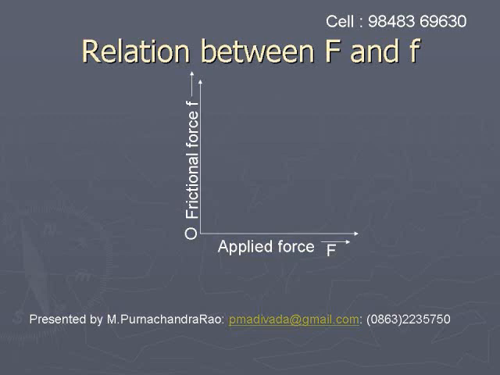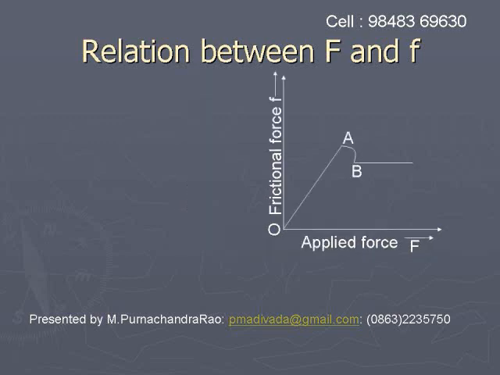In the graph, capital F is applied force, small f is frictional force. So frictional force is taken on the y-axis and applied force is taken on the x-axis. Now, the relation is shown by an inclined line starting from origin O, OA, and thereafter there is a curved path AB, and at B it is horizontal. This curve indicates that the static frictional force increases with applied force.